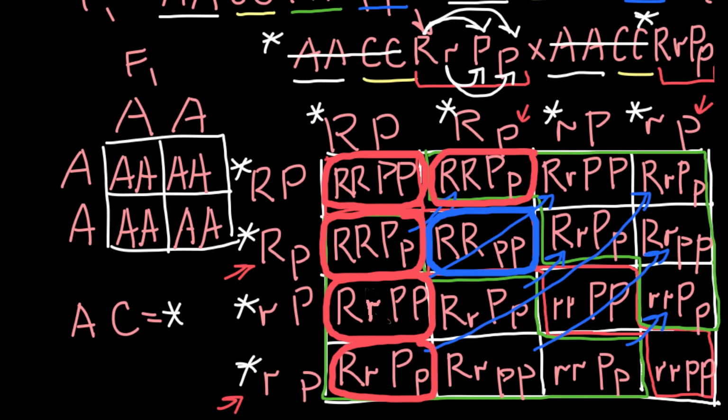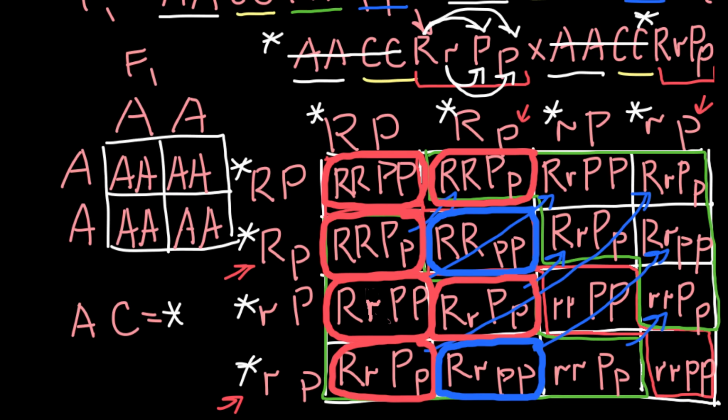And once again, we use red color to circle this phenotype because we have dominant allele R and dominant allele P here, and this is going to be the same phenotype as all this circled with red color. But next would be a different phenotype that we circle with blue color. That is going to be dominant for the allele R and recessive for the allele P.